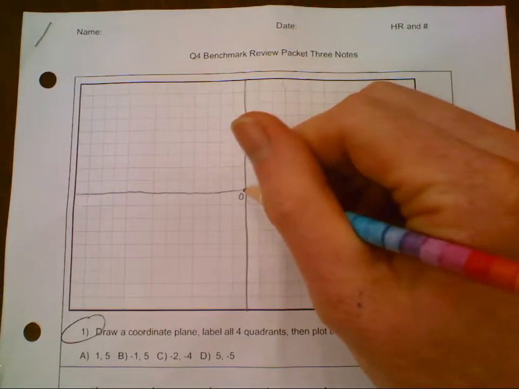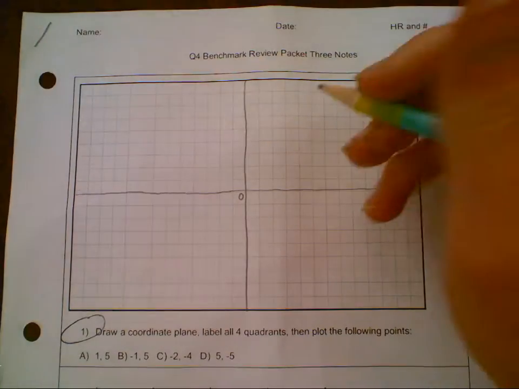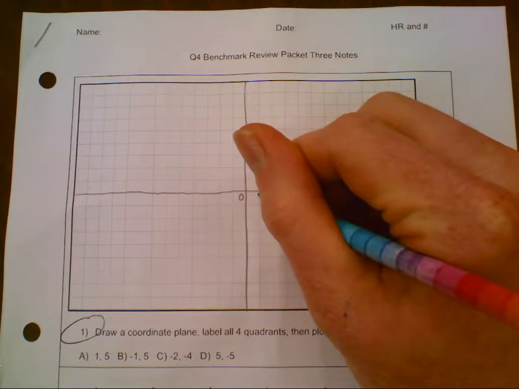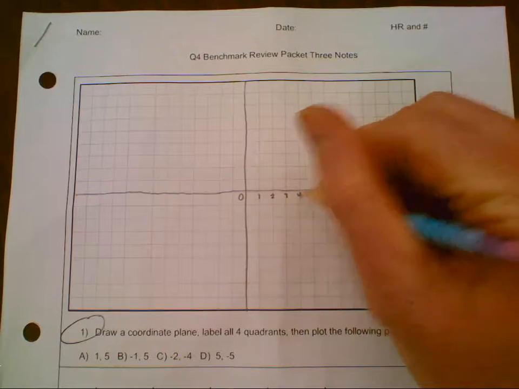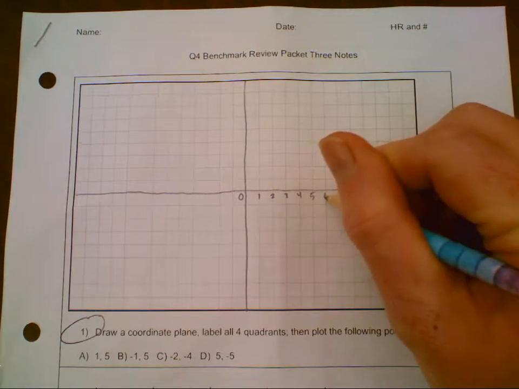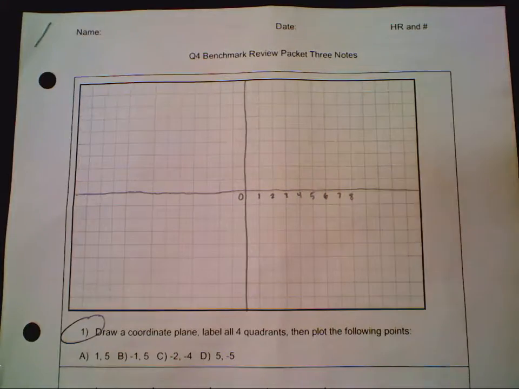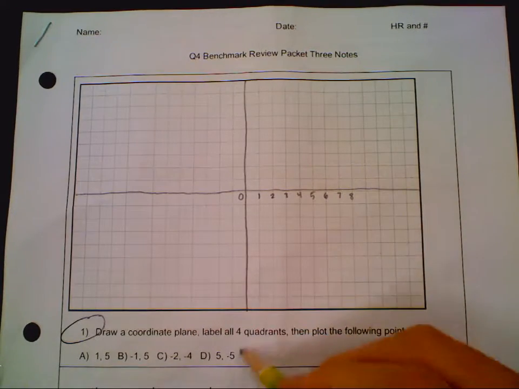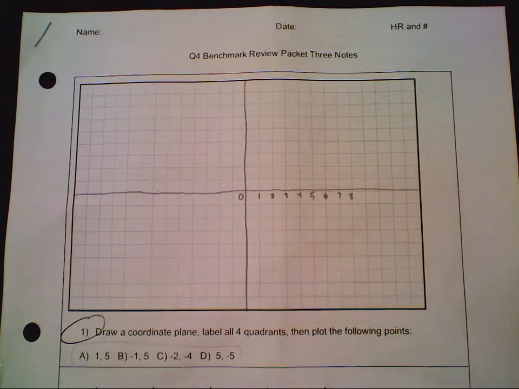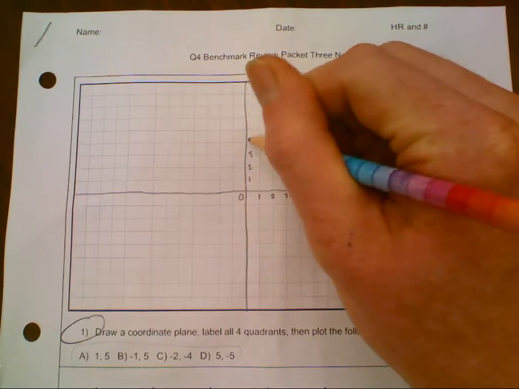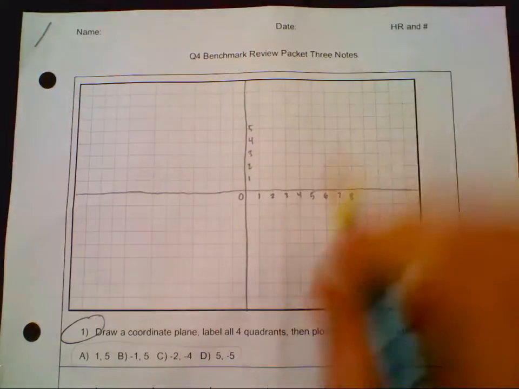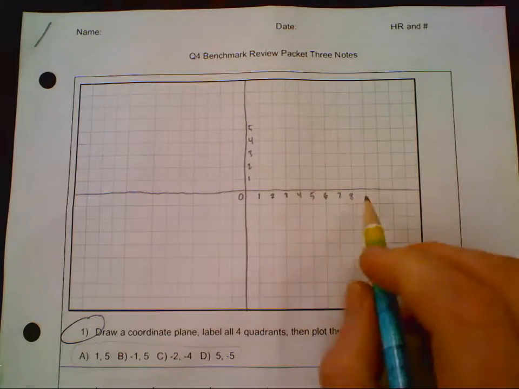So at the very center is 0, so I put a 0 there. I'm then going to go across 1, 2, 3, 4, 5, 6, 7, 8. And I'm going to stop there because none of my numbers here actually go above 5. I really didn't need to go all the way to 8. 1, 2, 3, 4, 5.